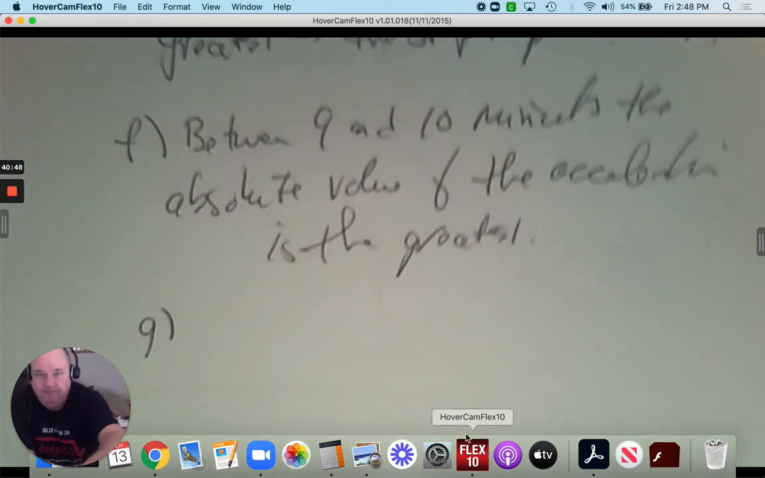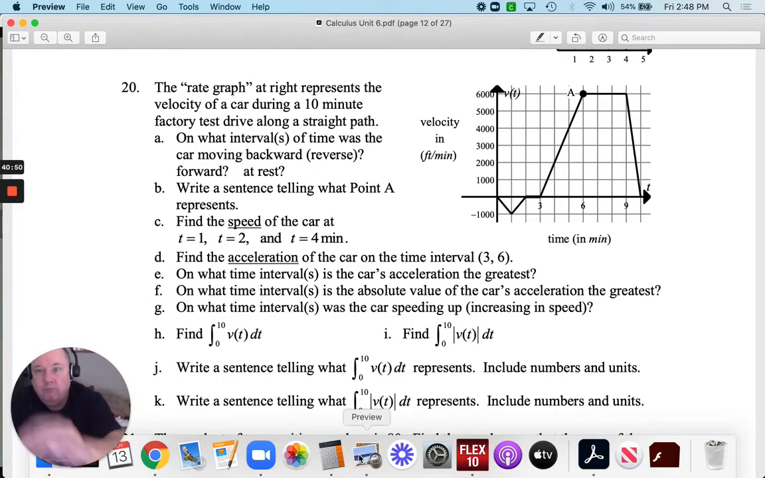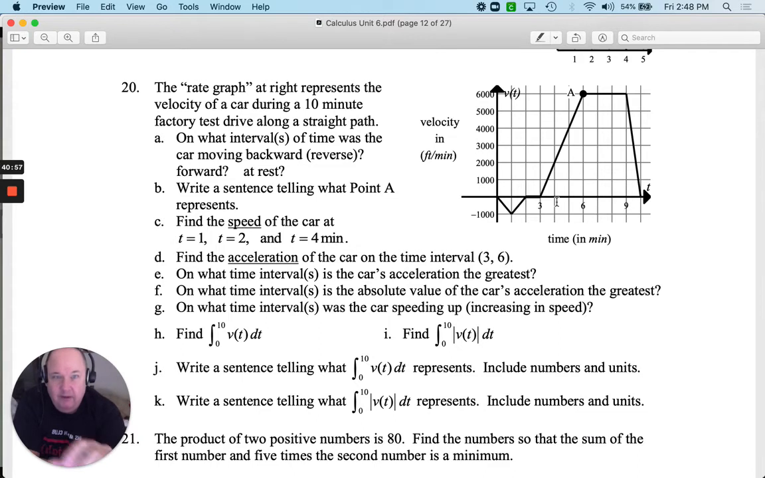G says, on what time interval was the car speeding up? It's speeding up in two ways. It's speeding up when the signs match. So when it's below and negative. Do you see the negative slope and negative velocity? It's speeding up. So between 0 and 1 minute, because the signs match. And it's speeding up when it's positive and above. So between 3 and 6.